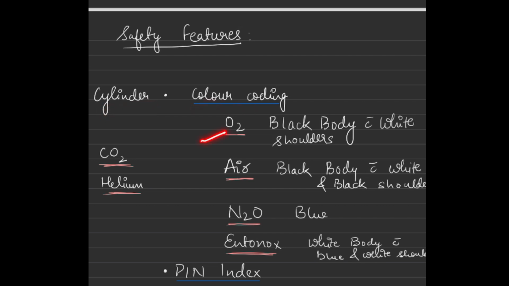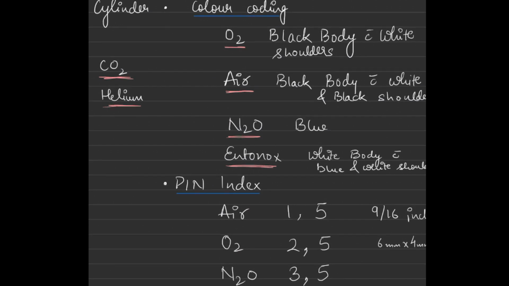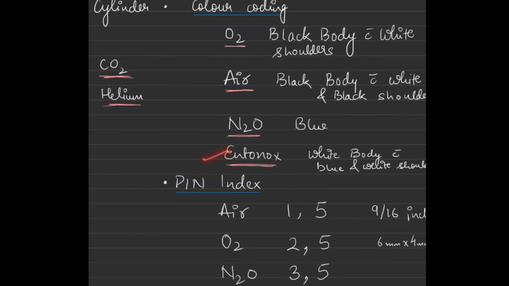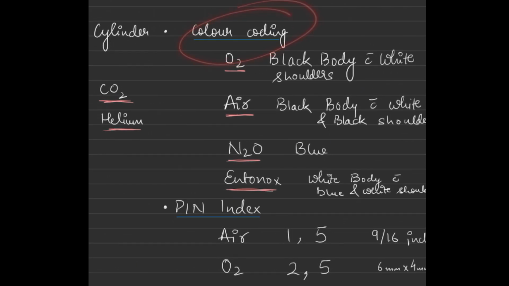We have oxygen cylinders with black body and white shoulders. We have air cylinders with black body with white and black shoulders. We have nitrous oxide cylinders with blue body and blue shoulders. We have Entonox cylinders with white body with blue and white shoulders. We have carbon dioxide cylinders with grey body and grey shoulders. We have helium cylinders with brown body and brown shoulders. So one is color coding. Next safety feature is pin index.